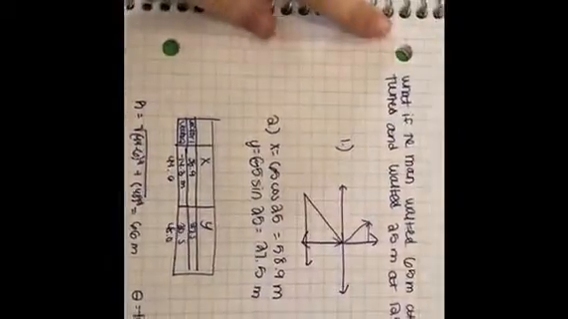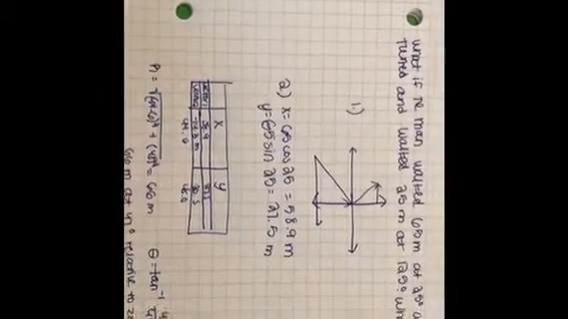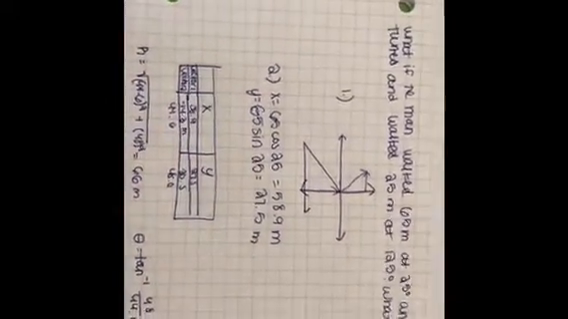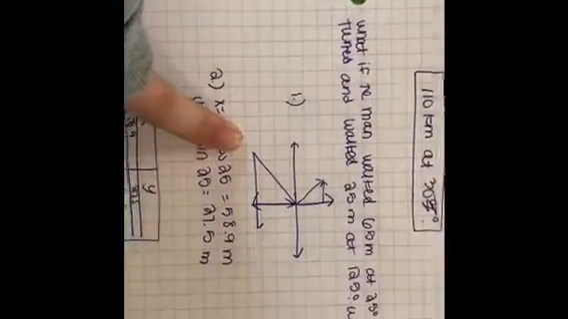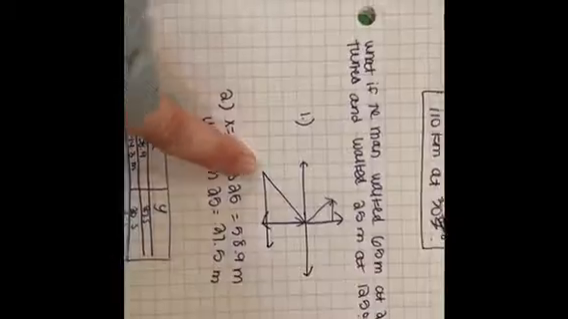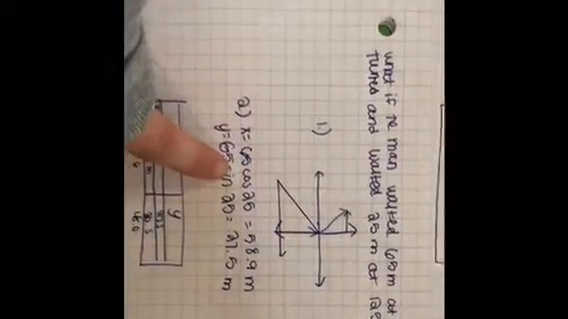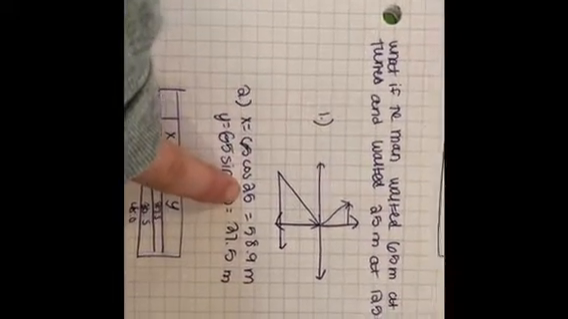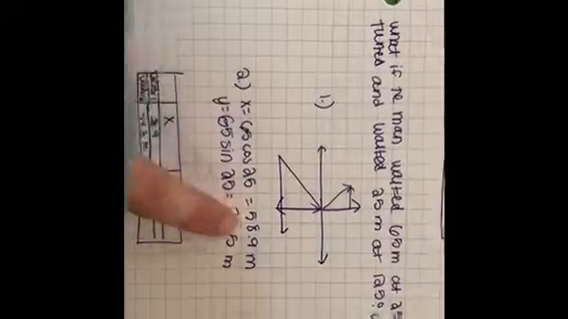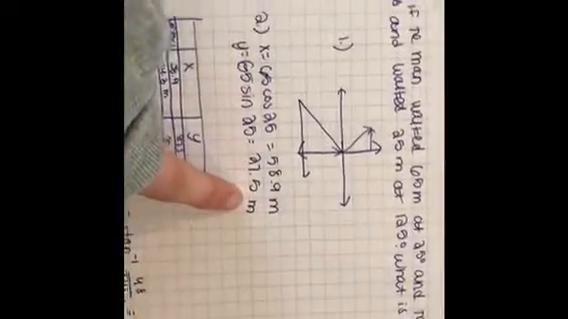So what if the man who went Christmas tree shopping walked 65 meters at 25 degrees, and then he turned and walked 25 meters at 125 degrees? What is his displacement? So our first step is to draw vectors tip to tail. Then we are going to look at our components and do the trig function. So we do x equals 65 cosine 25, which is 58.9 meters, and then we do y equals 65 sine 25, which is 27.5 meters.